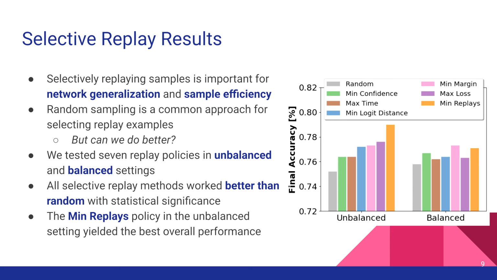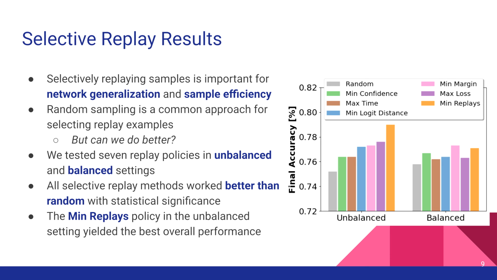Since the partial replay model performed so well, we were interested in exploring more strategies for how to select which samples the model should replay at each time step. This is important for better network generalization and can also lead to better sample efficiency by smartly choosing which examples the network should update on. A common selective replay strategy is to just randomly sample from a memory buffer and replay those samples to an agent. This strategy usually performs pretty well, but we were interested in seeing if we could do better.